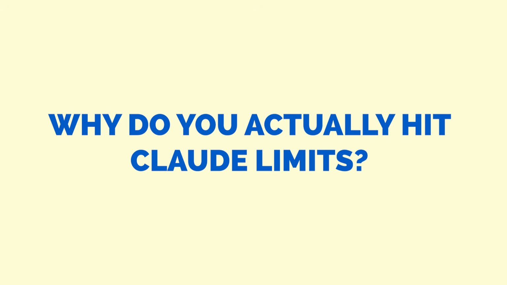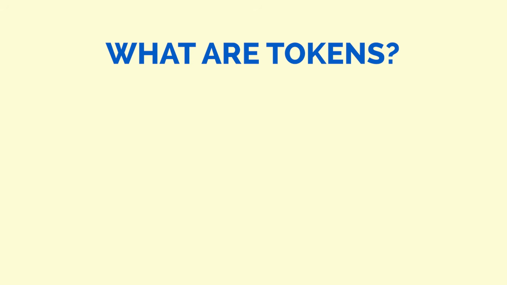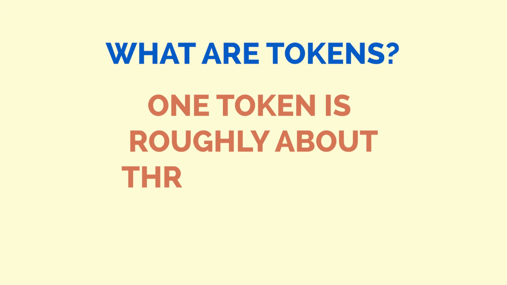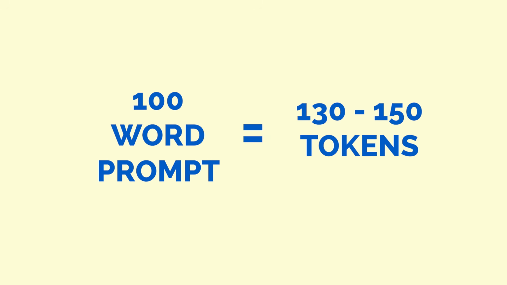But to start, why do you actually hit Claude limits? Claude doesn't count usage by messages. It basically counts tokens. But what are tokens? At a very simple level, one token is roughly about 3/4 of a word. Now, it obviously varies depending on the word, but on average, about 3/4. So a 100-word prompt is roughly the equivalent of 130 to 150 tokens.